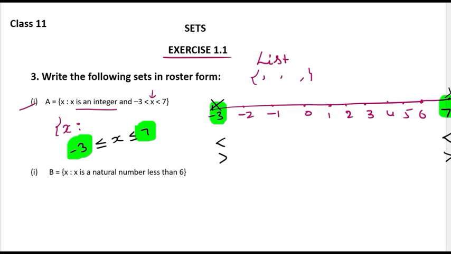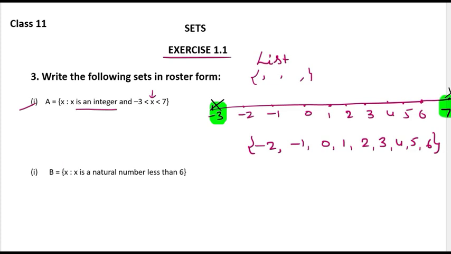So how to write this set in roster form? First list all the elements: -2, -1, 0, 1, 2, 3, 4, 5, 6. The starting point and ending point you should not consider because it is strictly less than, and all the elements are separated by commas and enclosed within the flower bracket. So the answer is -2, -1, 0, 1, 2, 3, 4, 5, 6. Next, the second one, B is equal to the collection of all X.